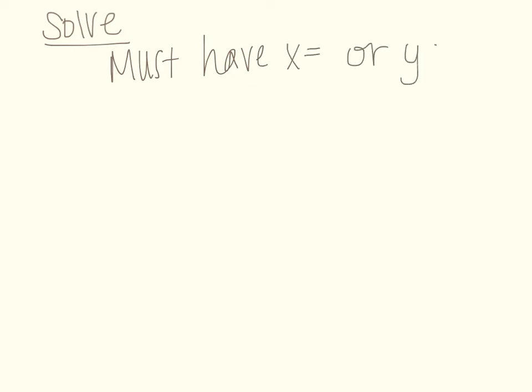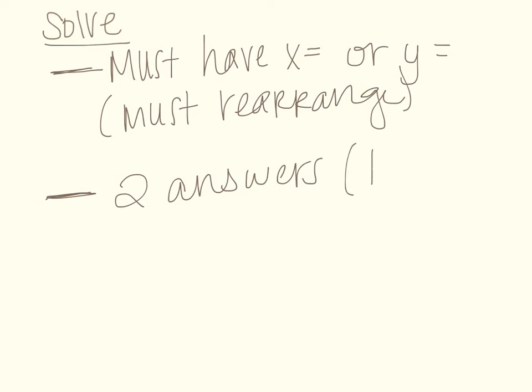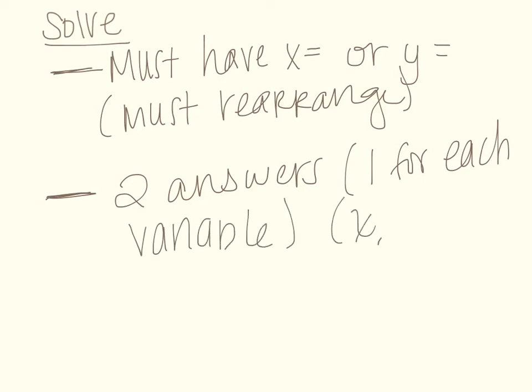The other part is actually solving a system. So these are the rules. You must have it say x equals or y equals. If not, you're going to have to rearrange it to get it to say that. Okay, that's the first thing. The second thing is you need to have two answers, one for each variable. Hence we get our ordered pair.